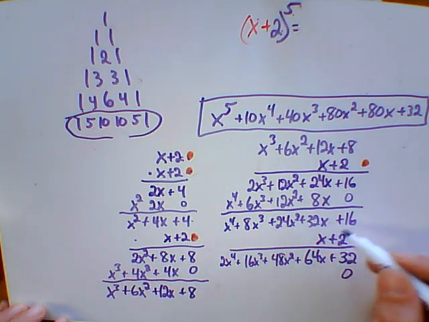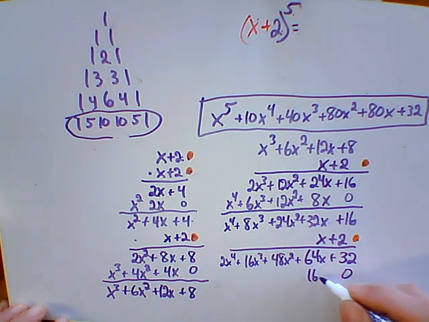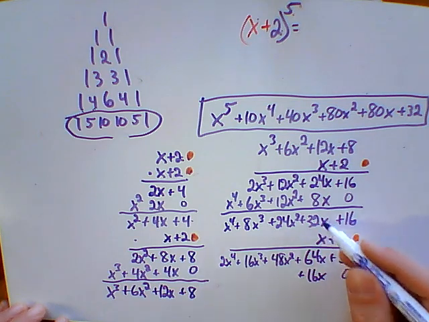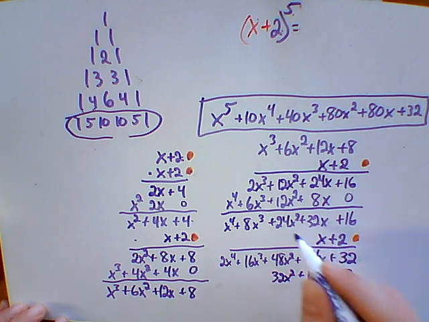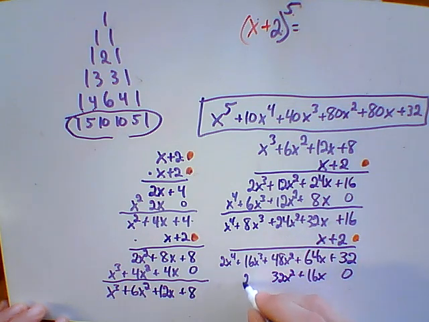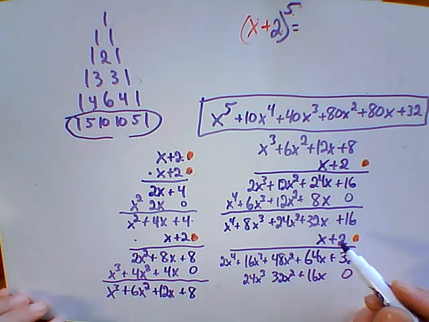Put a 0. X times 16 is 16x. X times 32 is 32x squared. X times 24x squared is 24x cubed. By the way, some of you are going to see the advantage of stacking and multiplying now. See all my like terms are lining up? Doesn't happen in distribution in larger powers.